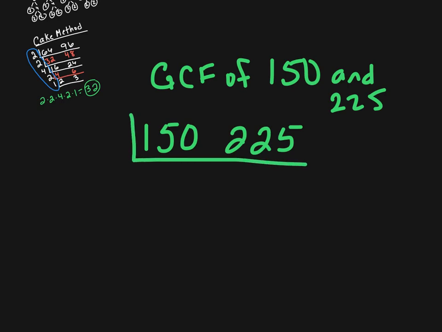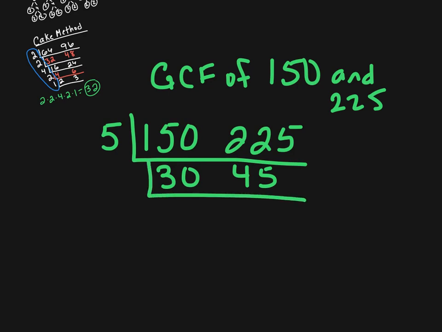Here's my first layer. Since they end in 0 and 5, I'm going to say I know that they can both be divided by 5. So when I do that, I have 150 divided by 5, and I get 30. And then I have 225 divided by 5, which is 45. Draw my next layer. 30 and 45, once again, end in 0 and 5, so I'm going to pull out another 5. 30 divided by 5 is 6. 45 divided by 5 is 9. Draw another layer.